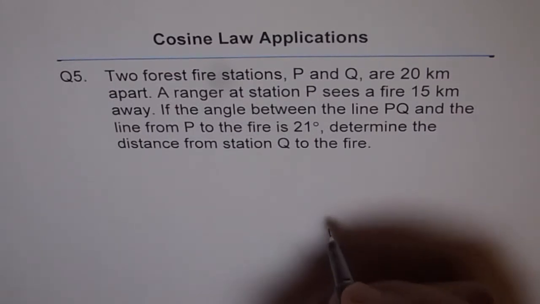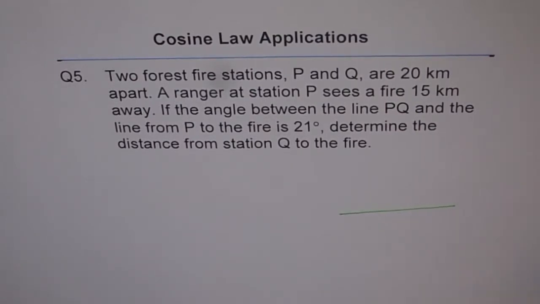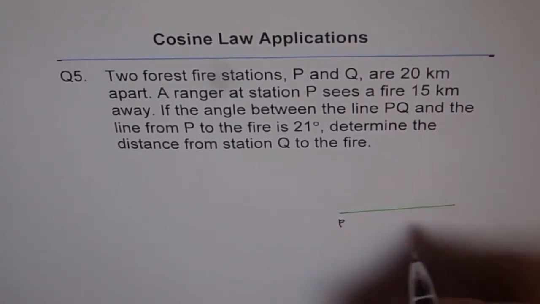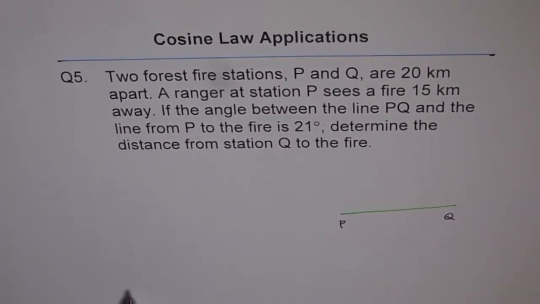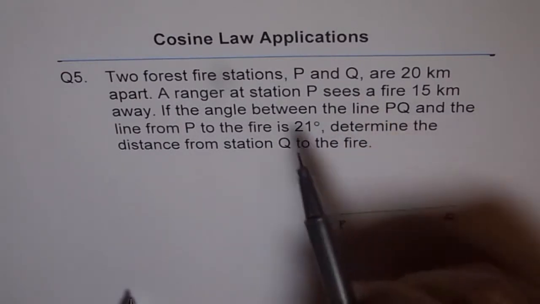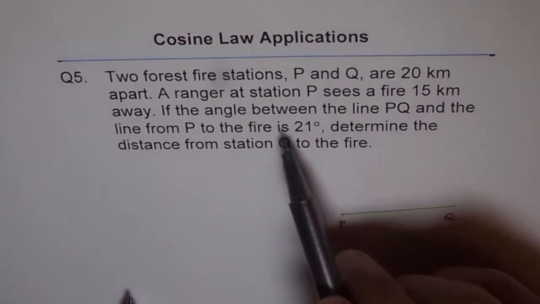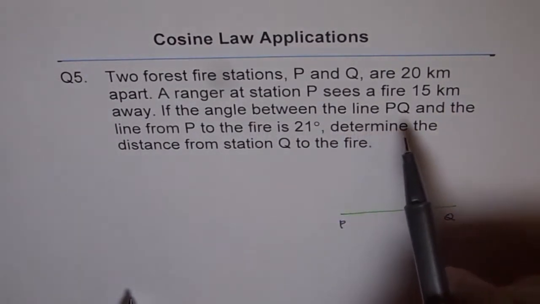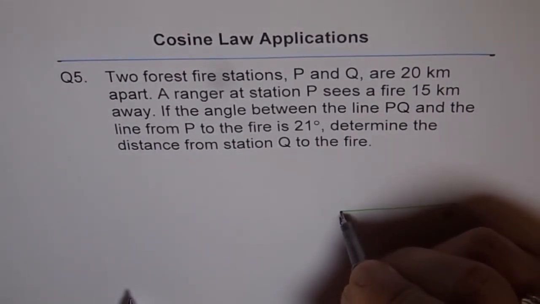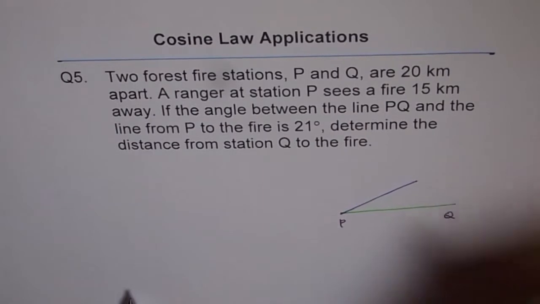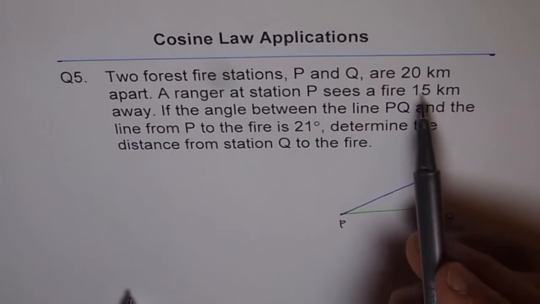Okay, so let's sketch this situation. Let's say this is the distance between P and Q. So we have P here and Q here. And now let's say there is a fire which a ranger sees from P, 15 kilometers away. If the angle between the line PQ and the line to the fire from P is 21 degrees, let's say the 21 degrees is kind of like this, right? Now, which is 15 kilometers away.